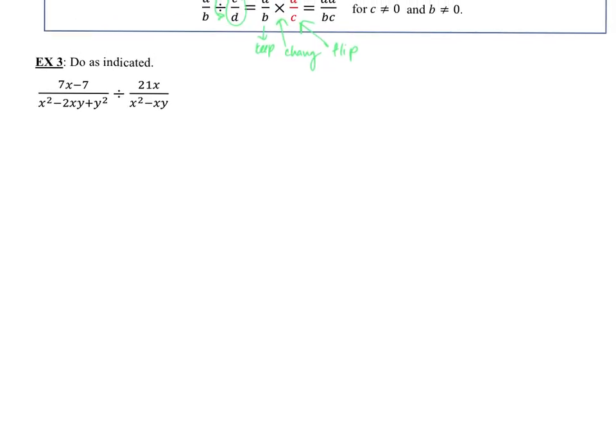All right, for example 3, we're going to do as indicated. All right, I see two fractions, and I see a division sign. So what am I going to do? I'm going to keep change flip. Keep the first one. Change the sign, and then flip the other one.